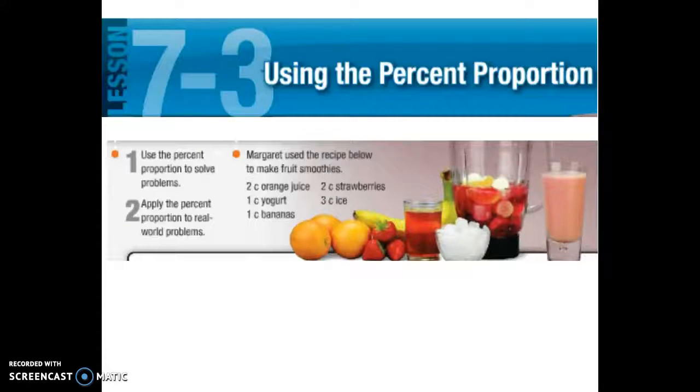Alright, class. I mentioned in the last section that you're very good at proportions, and we're going to continue on that path. Again, hopefully you're good. I know you are. So let's continue doing proportions. We're going to do what's called the percent proportion.